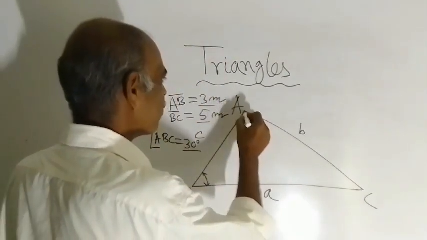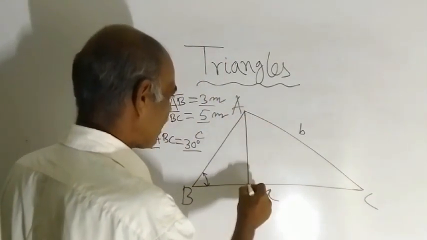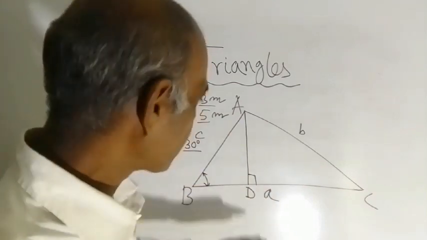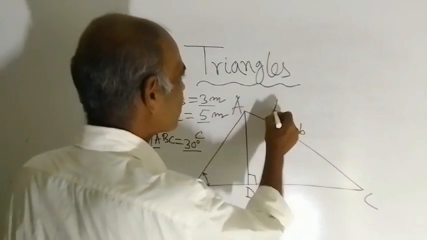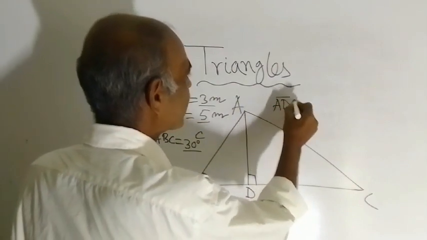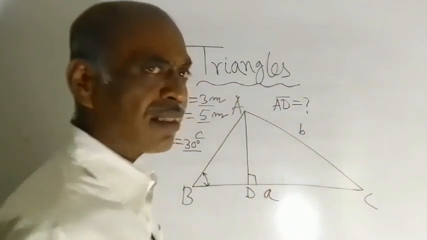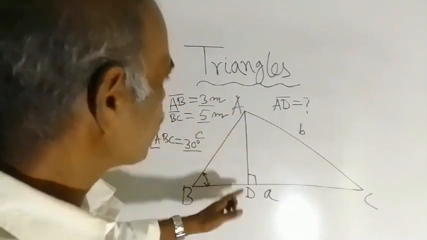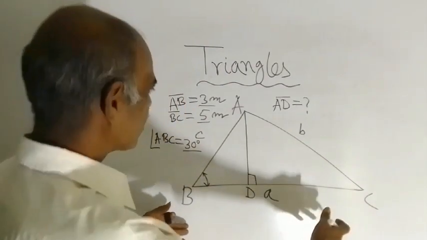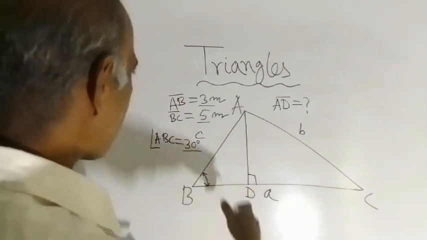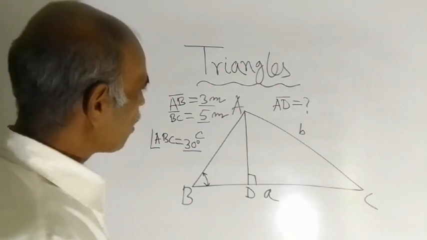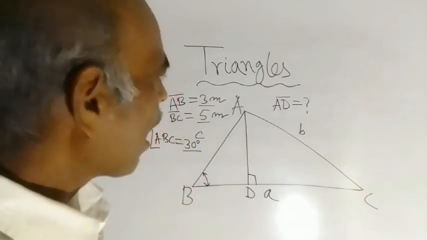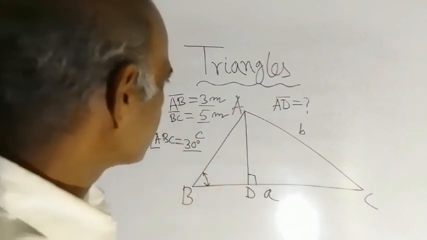If from A you draw the perpendicular, then that perpendicular becomes this one. Say this point of intersection is denoted by D. So our requirement is to find the value of AD. AD is perpendicular on BC. Okay, so how will you solve this problem? Now BC is known, it is 5 meter, and AB is known, it is 3 meter, but AD is not known. Then how will you solve this given problem?